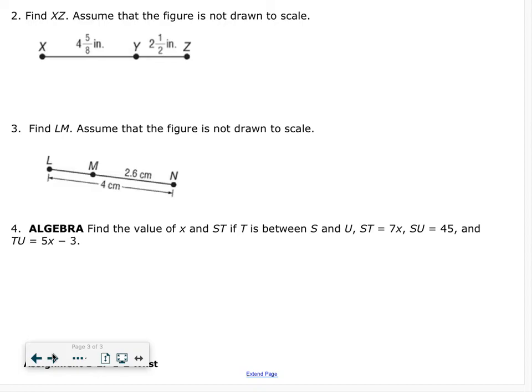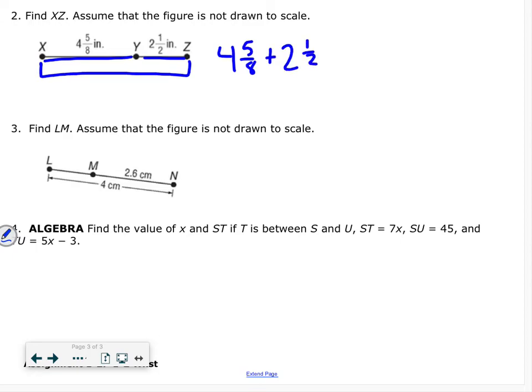The next part of this is looking at just lines. Now, main concept today is if we have 2 segments, in order to find the entire thing, XZ, we have to add them together. 4 5/8 plus 2 1/2. That's going to get us the total length. Now, in order to add them together, we have to have common denominators. So we have 8 over here. If I want 8 there, how do I get from 2 to 8? I multiply by 4. So multiply the top by 4.